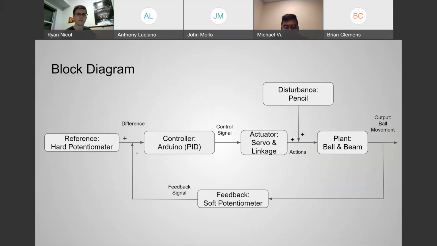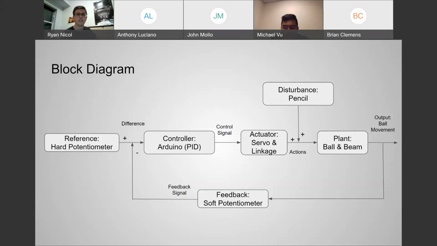All right, so next we're going to talk about our block diagram. So in our block diagram, our reference is the input from the hard potentiometer. Our controller is the Arduino using PID control. That signal goes to the actuator, which is our servo and linkage assembly. And that will go to the plant, which is the ball and beam.